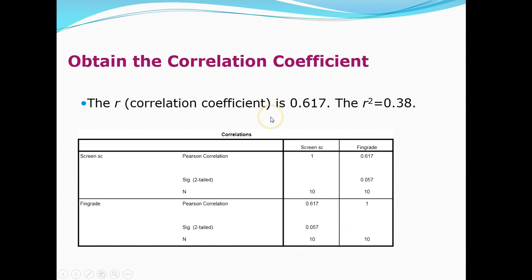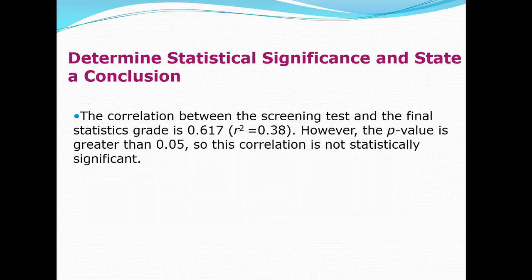The calculated correlation coefficient is 0.617, and our R squared is 0.38. And look at our two-tailed, and what is the p value? It's 0.057. So are we going to accept or are we going to reject the null hypothesis? Well, clearly this is higher than 0.05. It's not less than 0.05. So actually, we cannot reject the null hypothesis because our significance level is not statistically significant.